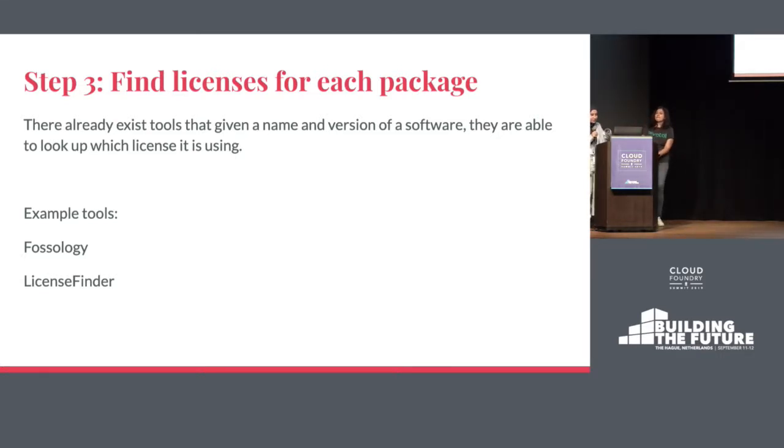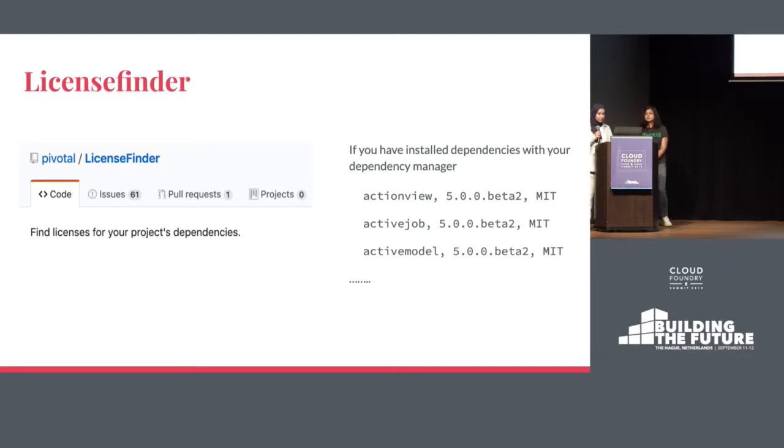So at this point in step 3, you have figured out which parts of your software are containers, what software is in those containers, and now you're just trying to find the licenses for that software. And thankfully, this is the part that there are already some pretty good tools that take care of this. For example, one of the tools that we have used is License Finder. License Finder essentially assumes that if you have installed your dependencies with a dependency manager, it will literally output this output that you're seeing right here, where it just gives you the name of your packages and the licenses for them.